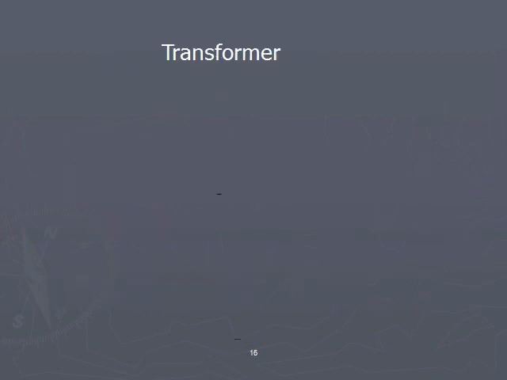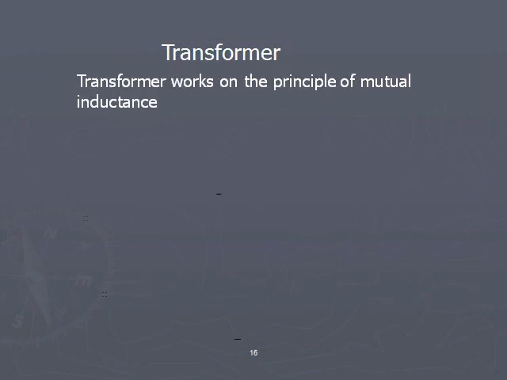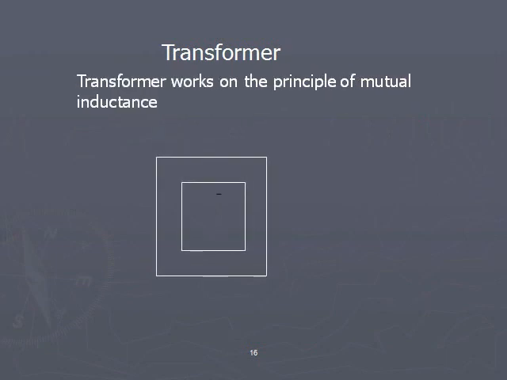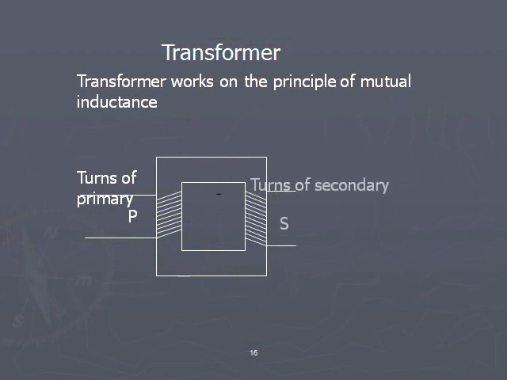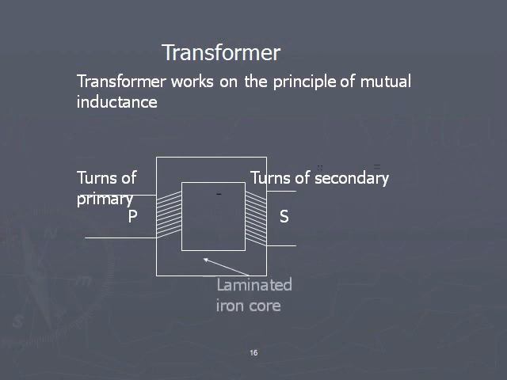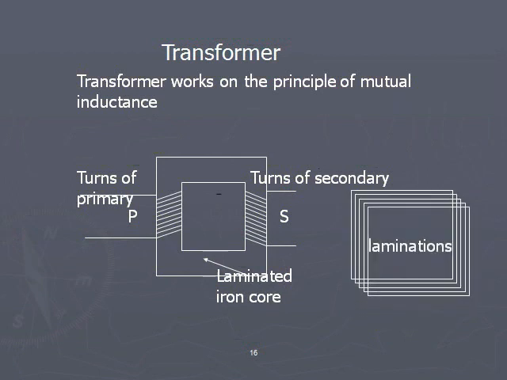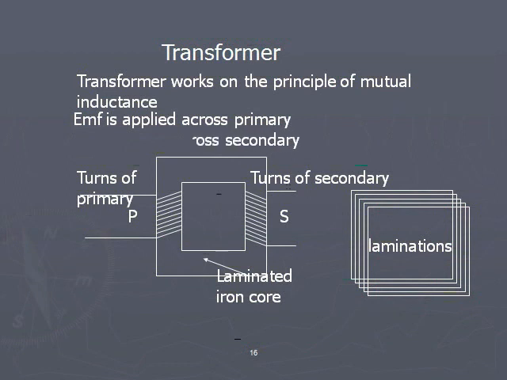Transformer works on the principle of mutual inductance. In a transformer, we notice two windings, primary turns and secondary turns. Here P indicates primary turns and the number of turns in the primary is indicated by NP. S indicates secondary turns and NS represents the number of turns in the secondary. These windings are done on laminations, rectangular metallic frames, specially designed sheets. On these laminations, the windings will be done.